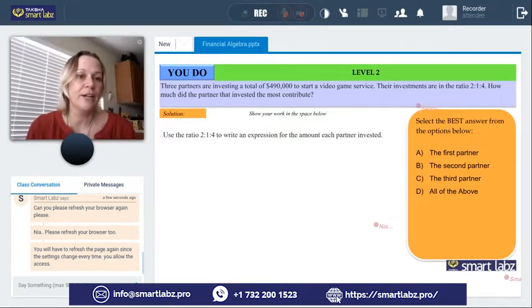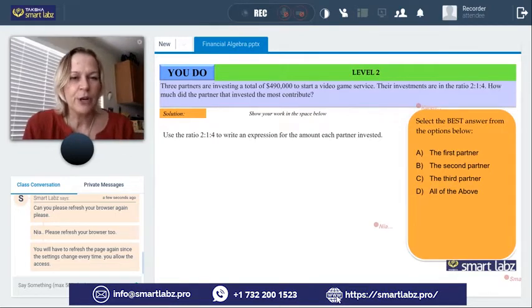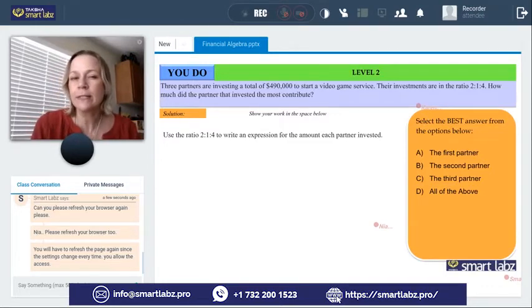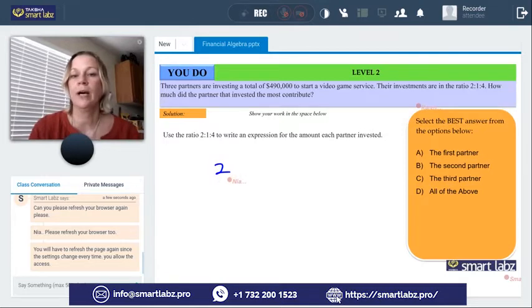Okay. Next, this is a ratio one. 3 partners are investing a total of $490,000 to start a video game service. Their investments are in the ratio 2-1-4. How much did the partner that invested the most contribute? So remember 2, 1, and 4. Yep, you got it.